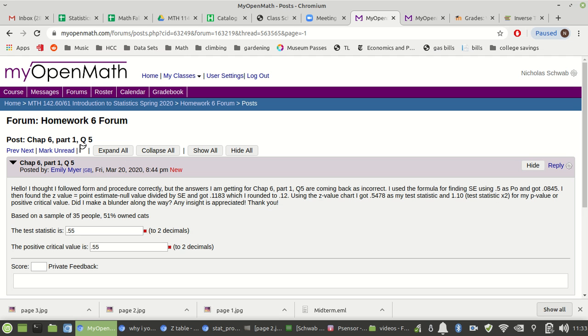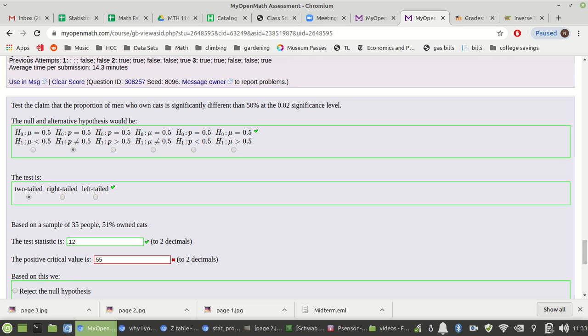is we take our alpha, which is, in this case, what is our alpha? Our alpha is this, right? Because it says, test the claim that the proportion of men who own cats is significantly different than 50% at the, sorry, at the 2% significance level, or 0.02 is alpha. Notice you've got p does not equal 0.05, right? So that means you're doing a two-tailed hypothesis test, which means this alpha is actually cut in half. So this is our alpha, but when we find our critical number, we're going to use the number 0.01.